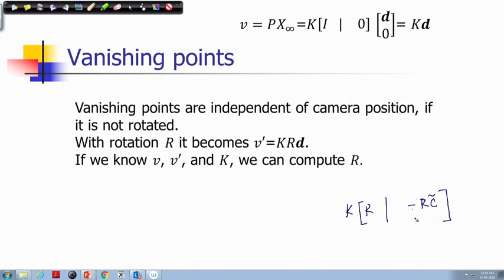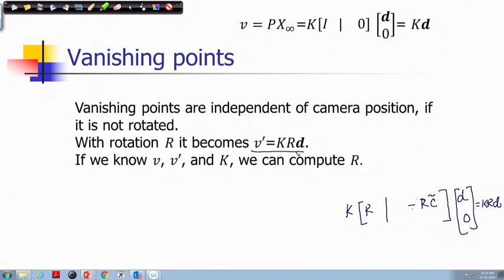So, suppose this is the corresponding projection matrix after the rotation R and moving it to a camera center C tilde. Then if I apply the projection of vanishing points, I can simply write it as K R d. So, that is what is shown here. You can see this is the expression here.